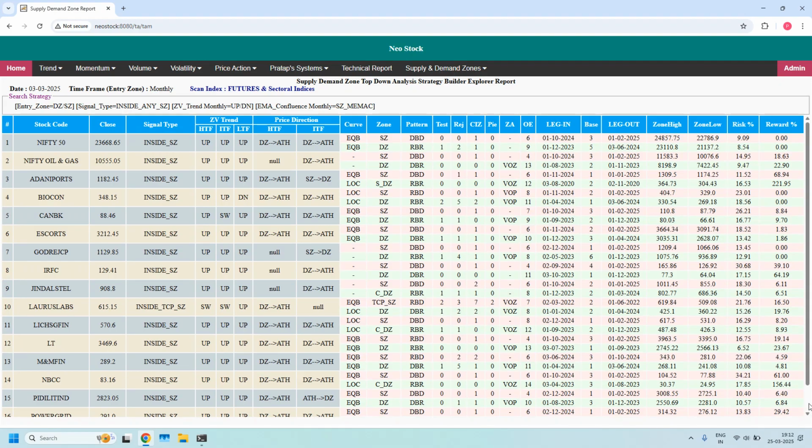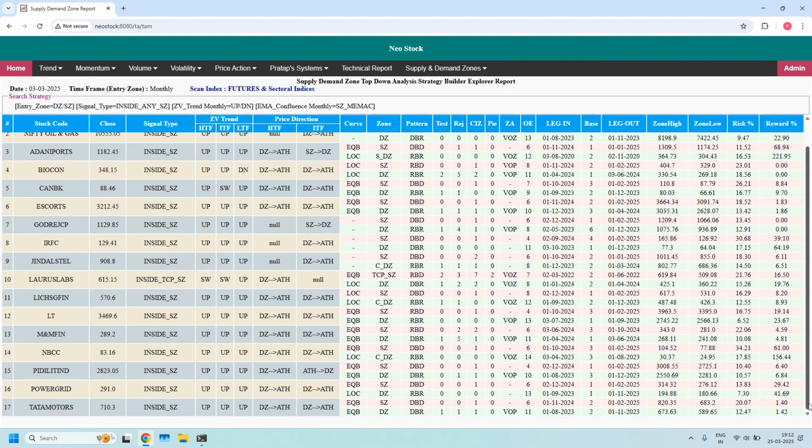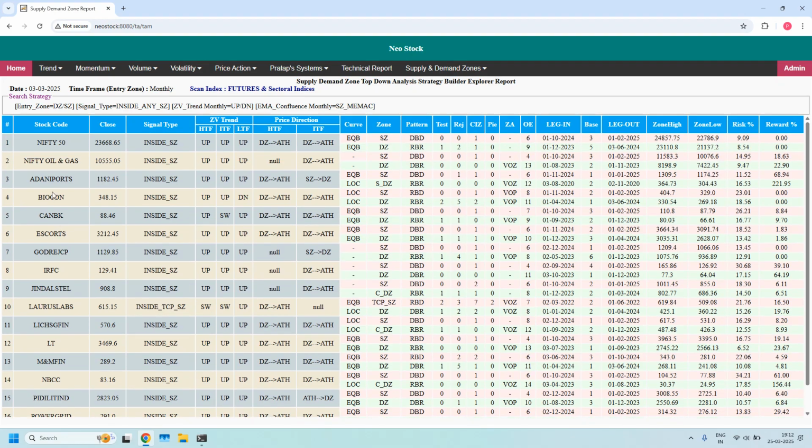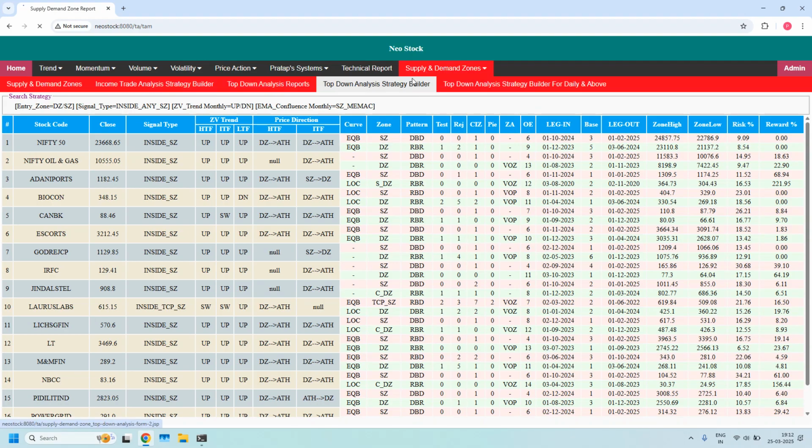Scrolling the list down. So total 17 stocks are filtered. So Nifty is inside monthly supply zone, and this monthly supply zone is having monthly EMA confluence. Okay, this is about monthly time frame, and the next time frame is weekly.